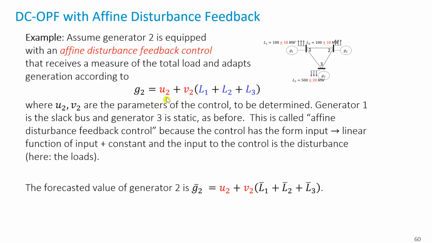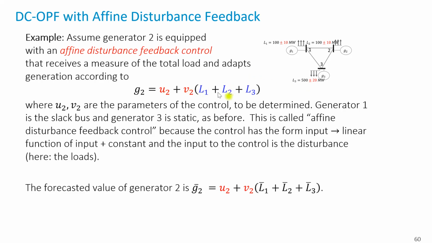Now, this is, of course, very different from what we said before, because now I'm much more powerful in the sense that I still do the computation ahead of time, but what I compute ahead of time is U2 and V2. I don't compute G2. I don't compute the generation that G2 will have to produce. I just say, what are the parameters of the controller? In this simple example, I assume that G3 will need to be computed ahead of time and only G2. As you can easily imagine, we will do that at every generator.